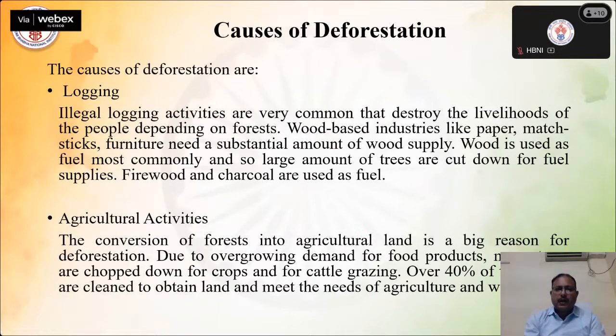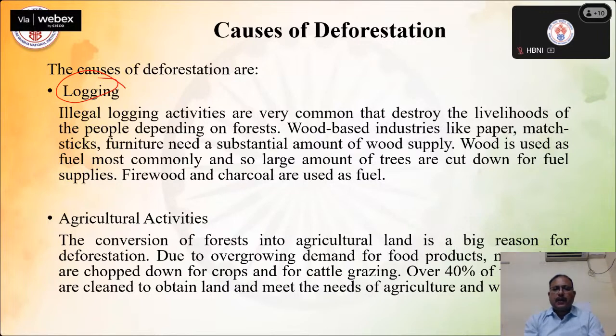Causes of deforestation: logging. Illegal logging activities are very common and destroy the livelihood of people depending on the forest. Wood-based industries like paper, matchsticks, and furniture need a substantial amount of wood supply. Wood is also commonly used for fuel, so a large number of trees are cut down for fuel supply. Firewood and charcoal are used as fuel. So it's a very common cause of deforestation. It's called logging.